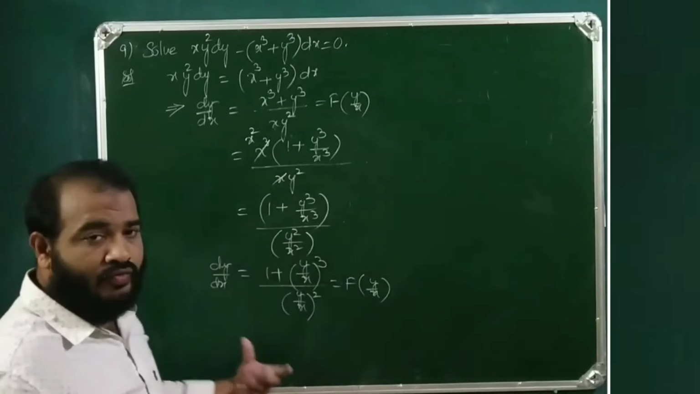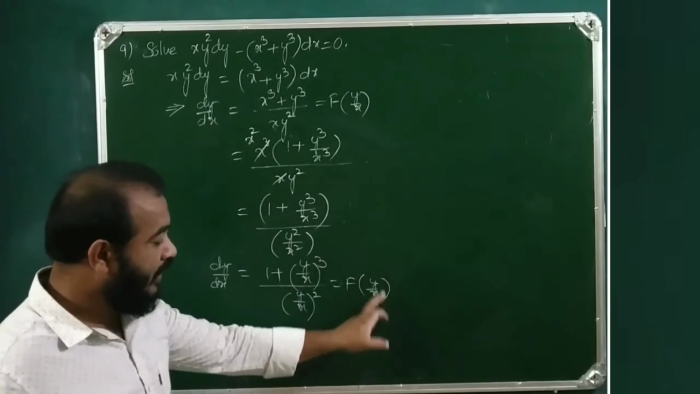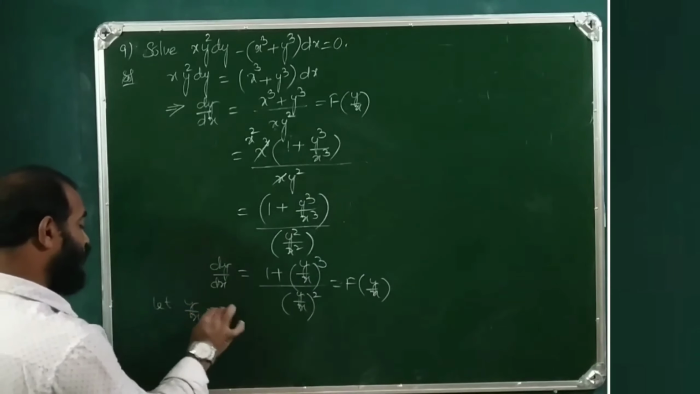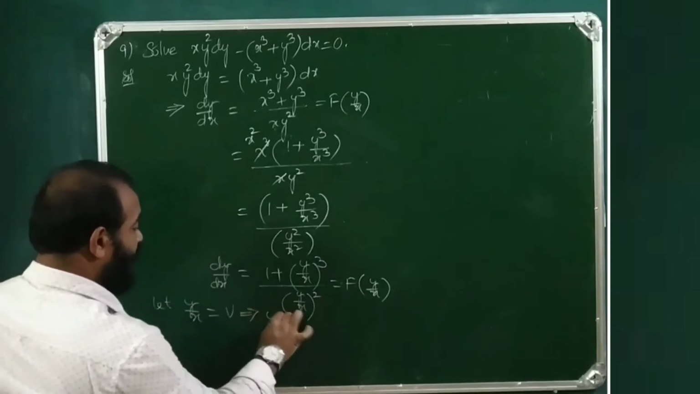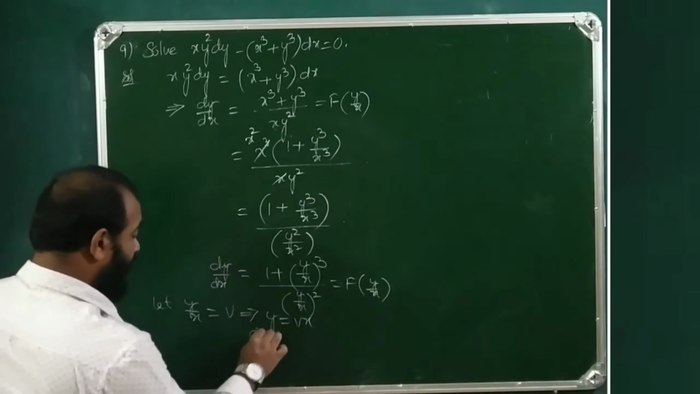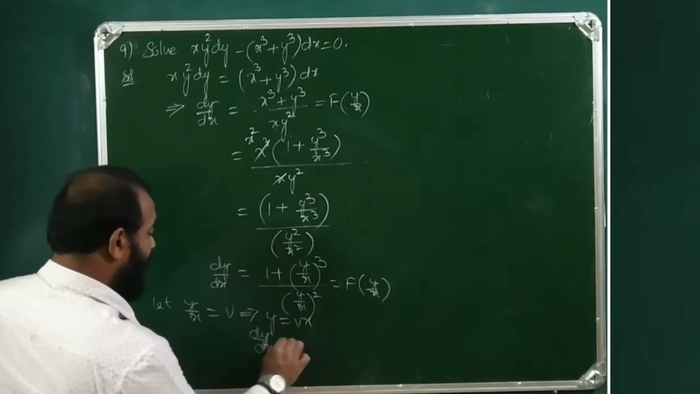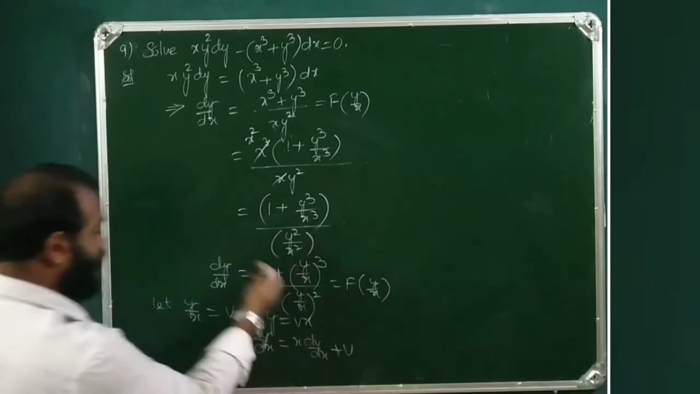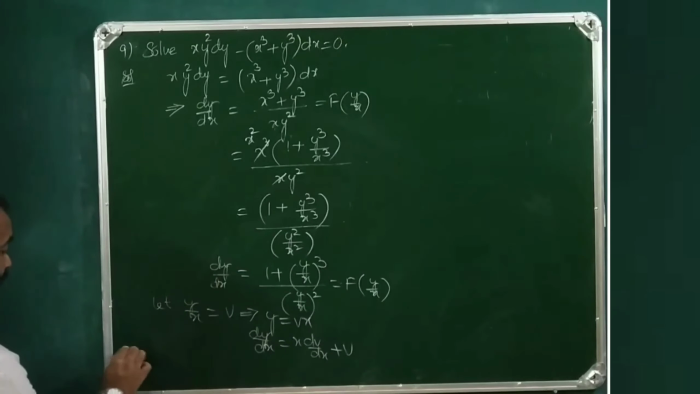So now how do we proceed? Taking y by x equals v, let y by x equal v, then y equals vx. Now differentiating with respect to x, we get dy by dx equals x dv by dx plus v. Now substitute dy by dx.